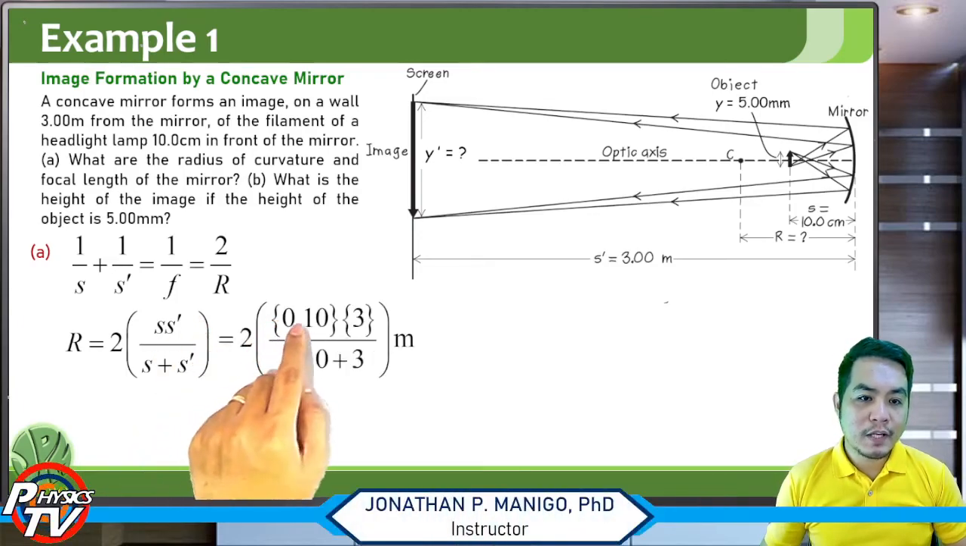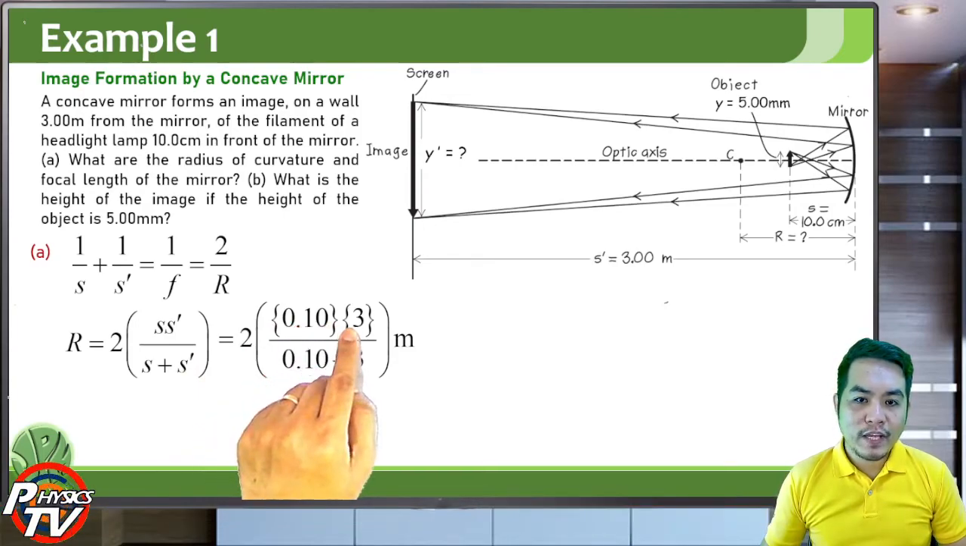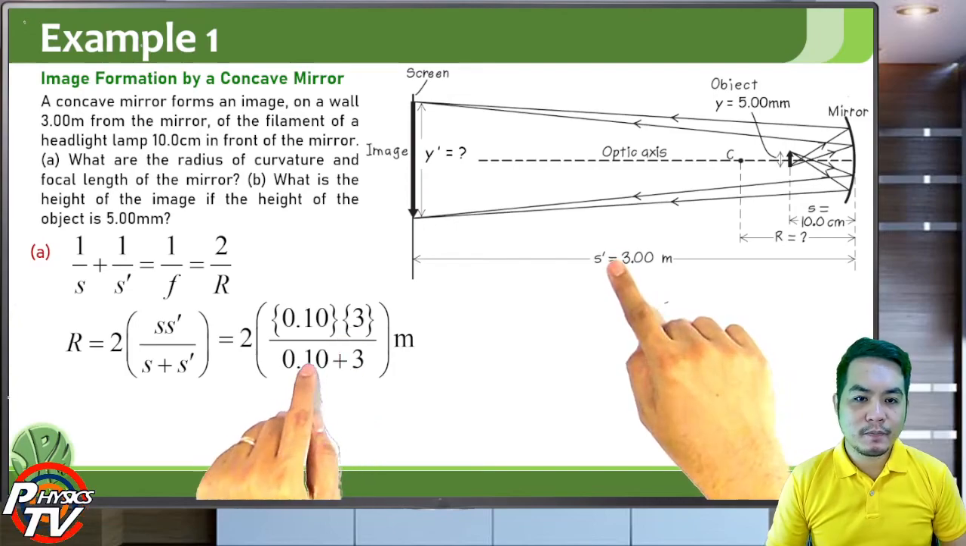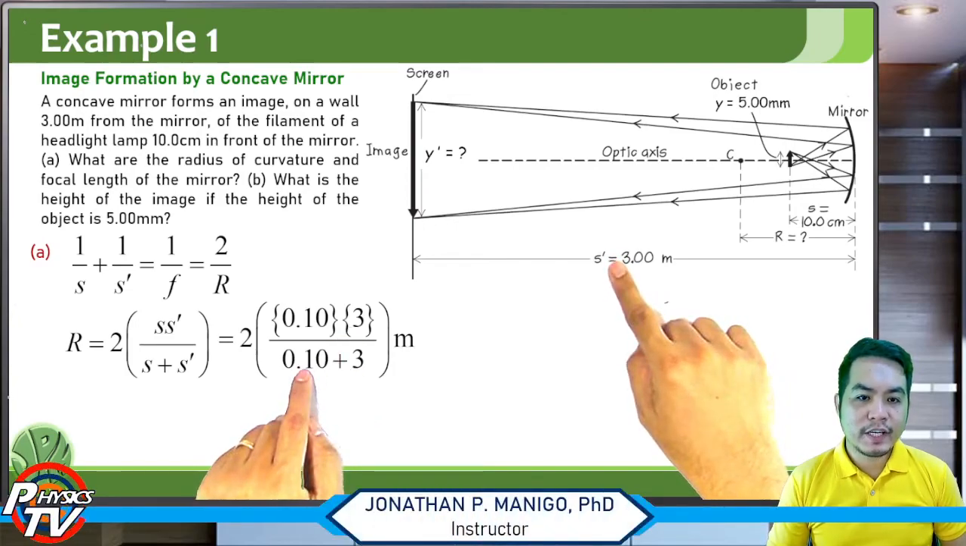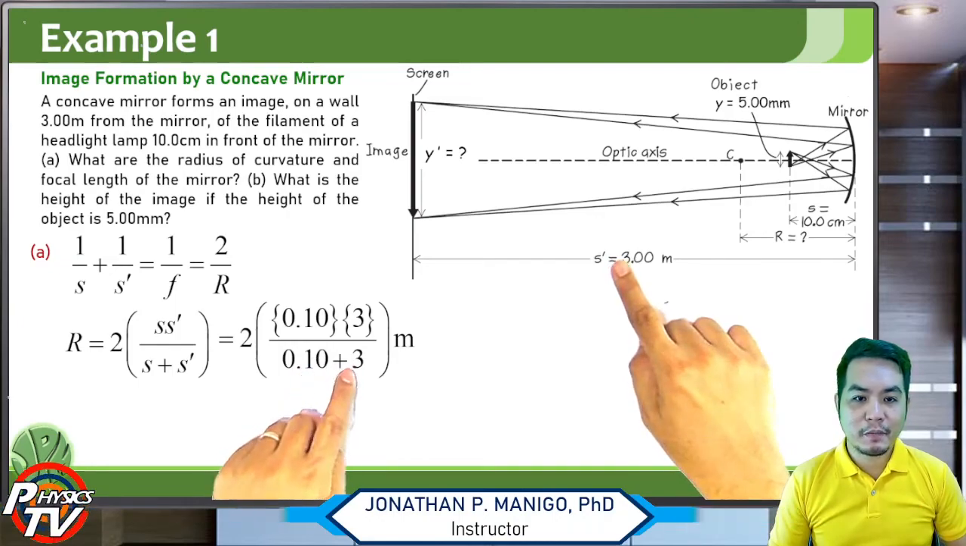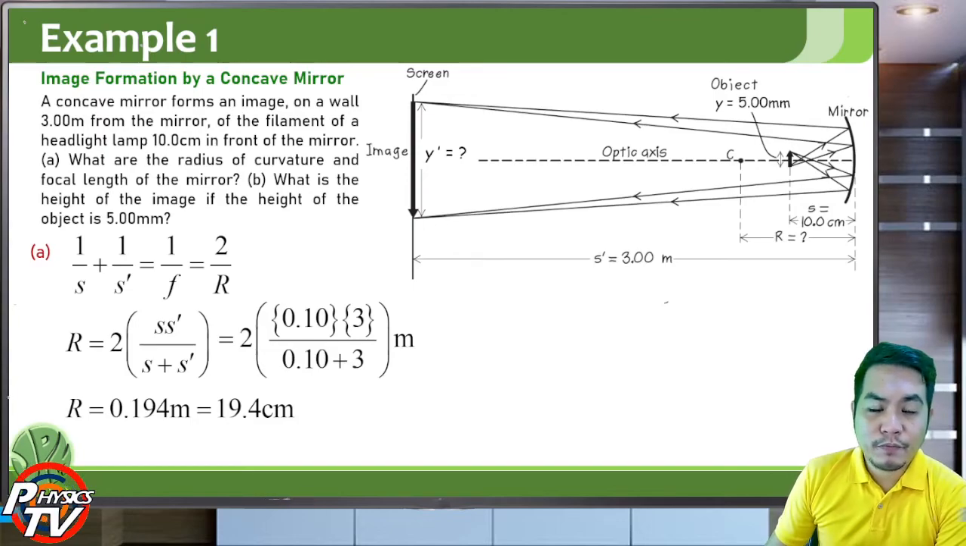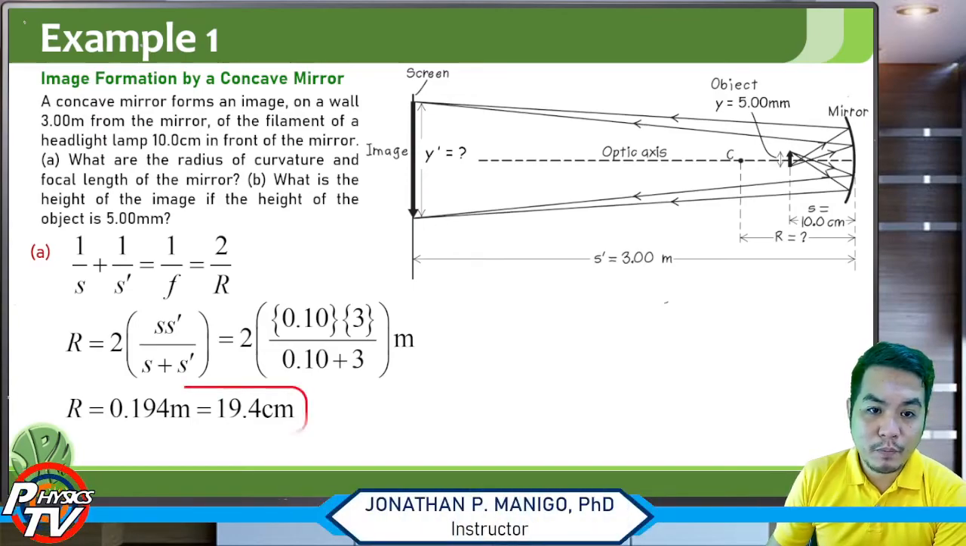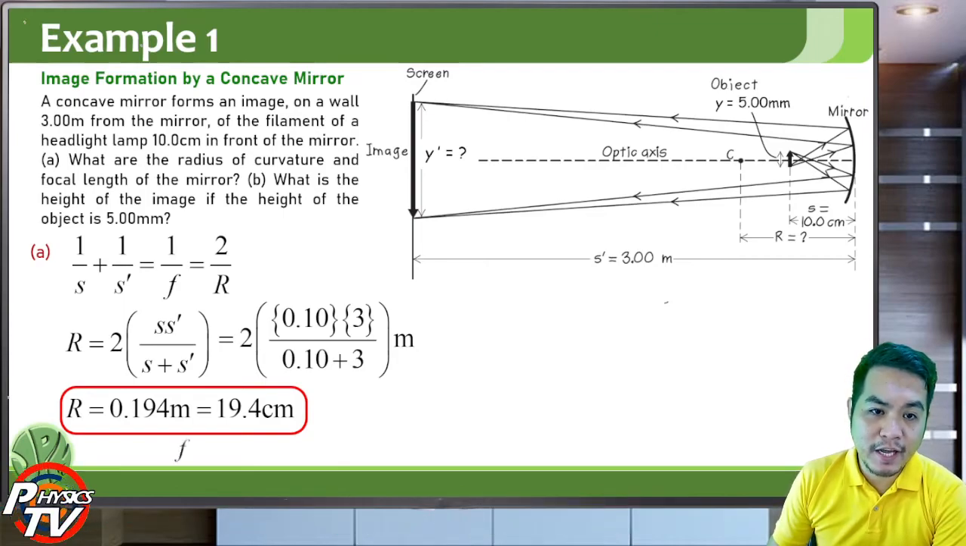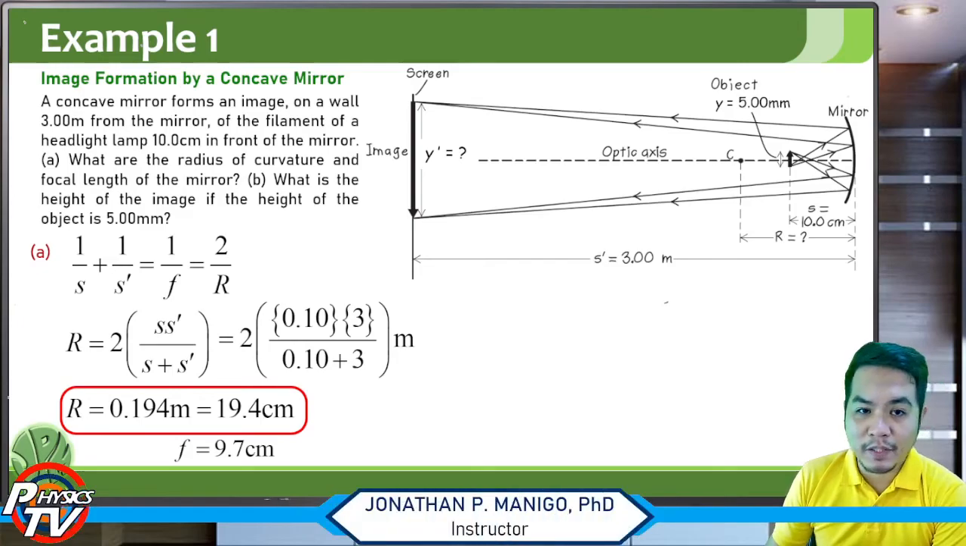And substitute the values. s is 0.10 meters, s prime is 3 meters. We converted the centimeters to meters here: 0.10 meters, and then plus 3 meters. And you will get the radius of curvature to be 19.4 centimeters. 0.194 meters or 19.4 centimeters. And half of this is the focal length, 9.7 centimeters.